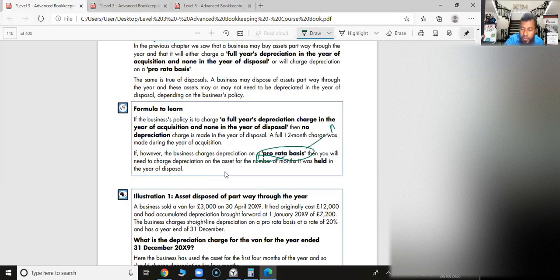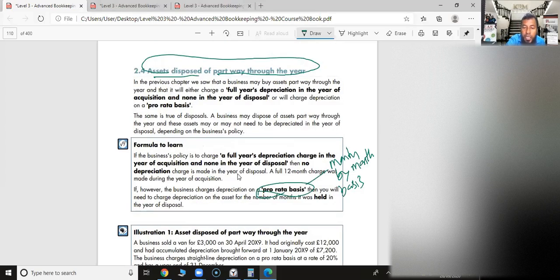You can write it down. Month by month basis. Just be aware, please, everybody. Look at these bold lines I'm going to highlight. Look at this line I'm reading for you: full year's depreciation in the year of purchase or acquisition and none in the year of disposal. I hope all of you are good with this sentence. This sentence is very important and very easy. It's asking you, charge full year depreciation when you bought the asset, irrespective of whatever month you bought it.